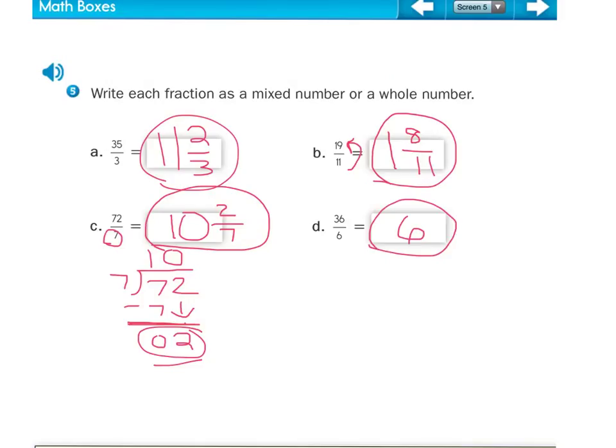Again, if there's no remainder, then you have a whole number. If there's a remainder, you'll have a mixed number, so a whole number and a fraction. That's your answer for number 5.